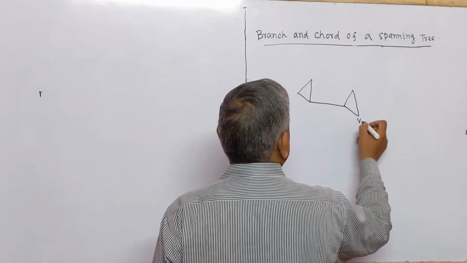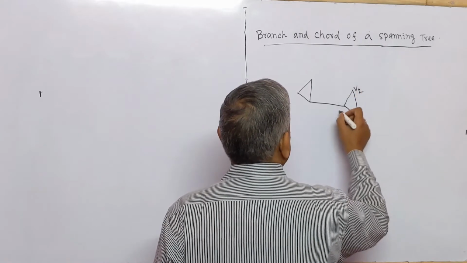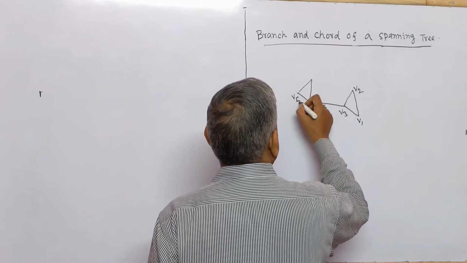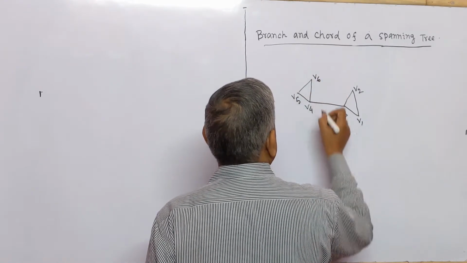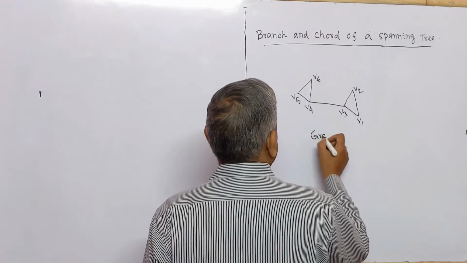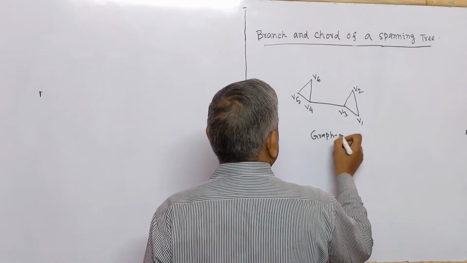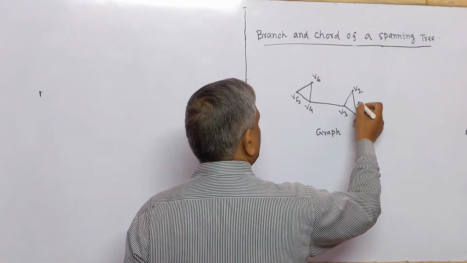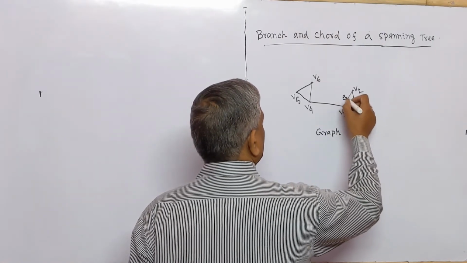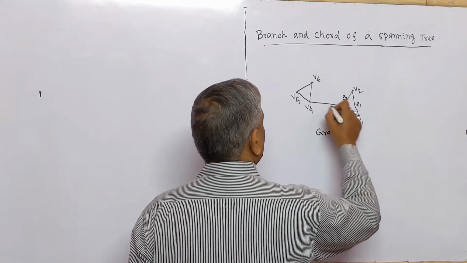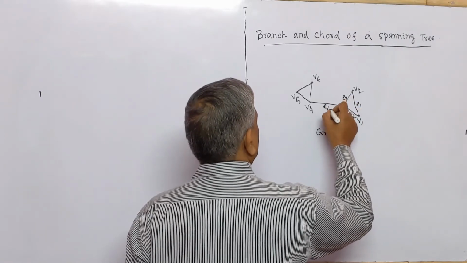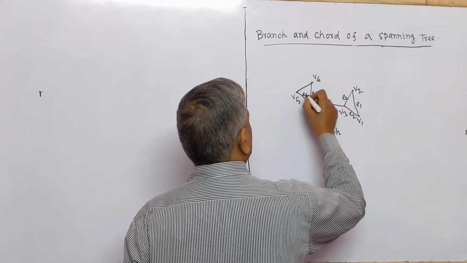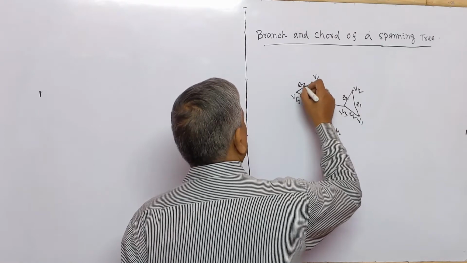Here vertices are V1, V2, V3, V4, V5, V6. This is graph G. And edges are E1, E2, E3, E4, E5, E6, E7.